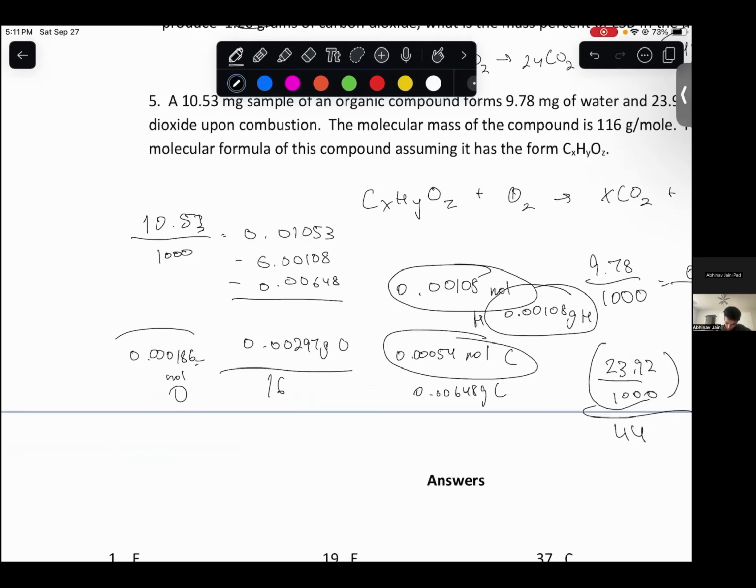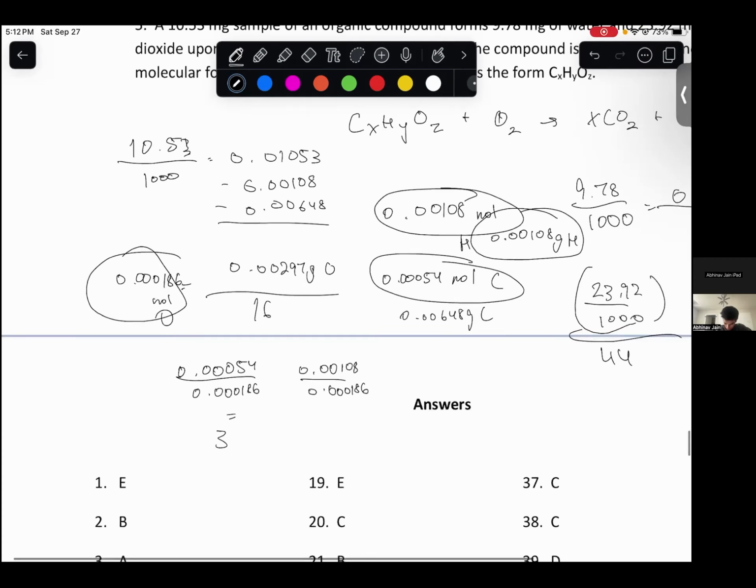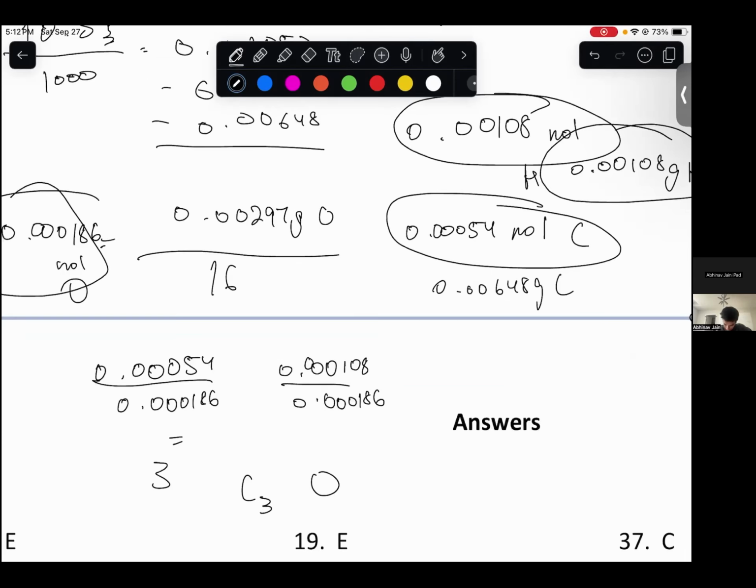Then we have a molar ratio of oxygen to carbon to hydrogen. So we can just divide by the smallest molar quantity. 0.00054 divided by 0.000186 is going to equal 3, so that means it's going to be C3 and then O. When we divide 0.00108 by 0.000186, it's going to be around 6. So it's going to be C3H6O.